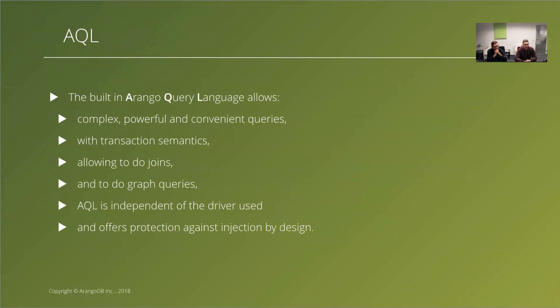Now a quick introduction into AQL and then Fox, because we will need those two topics for this webinar. AQL is the Arango query language, and it is very powerful. With it you can write convenient queries with transaction semantics. You can do joins, you can query graphs, and AQL is completely independent of the driver which is used, so you can use it from ArangoJS, from Java, or Go, whatever you like. And it offers protection against injection by design.